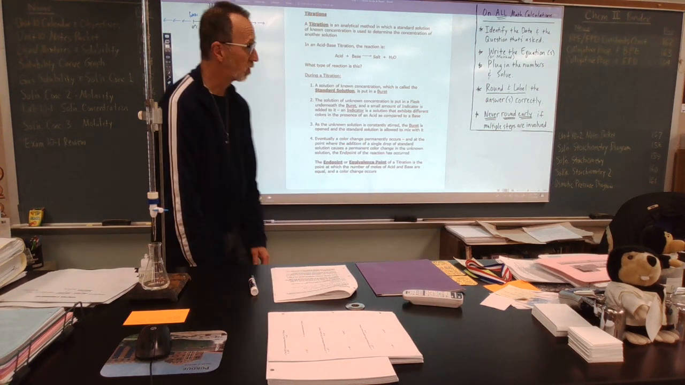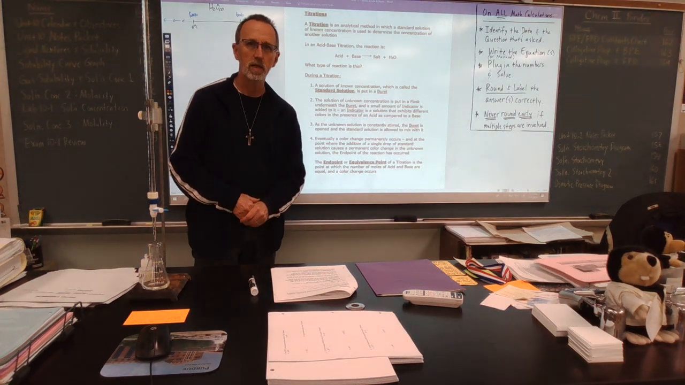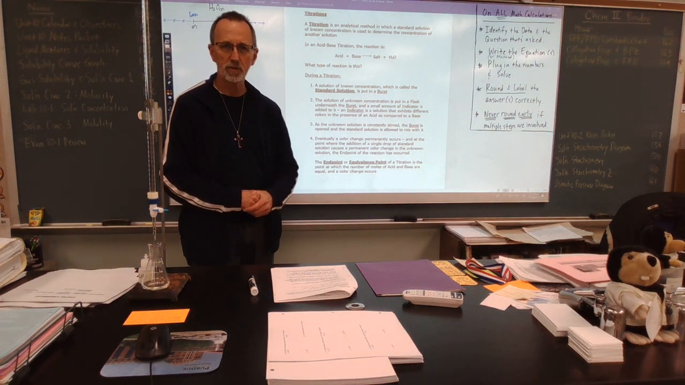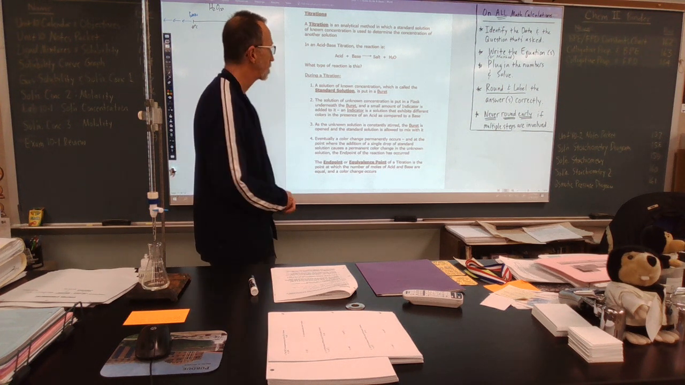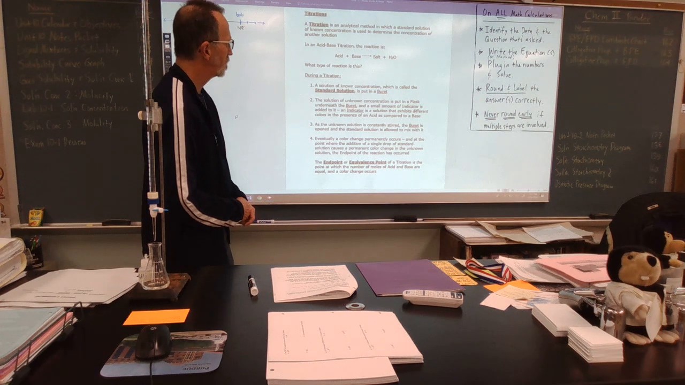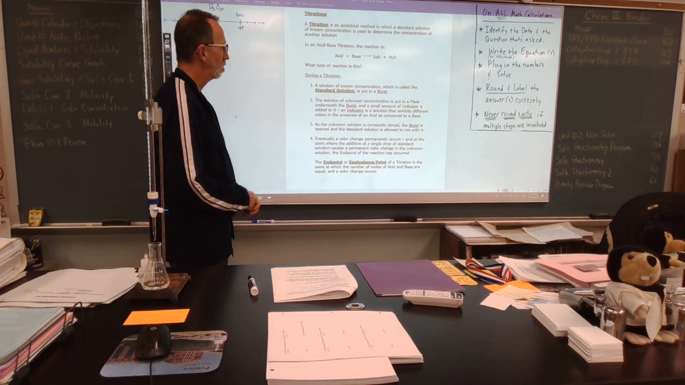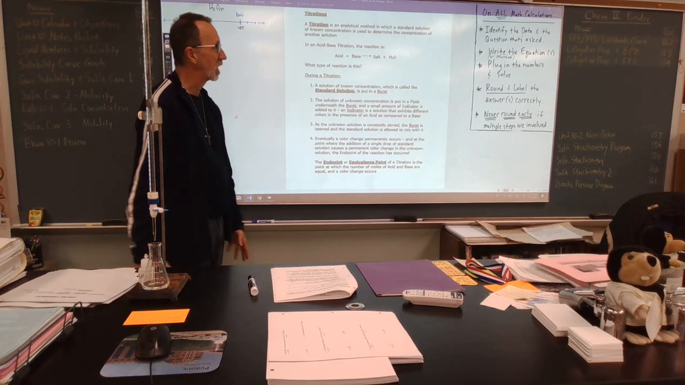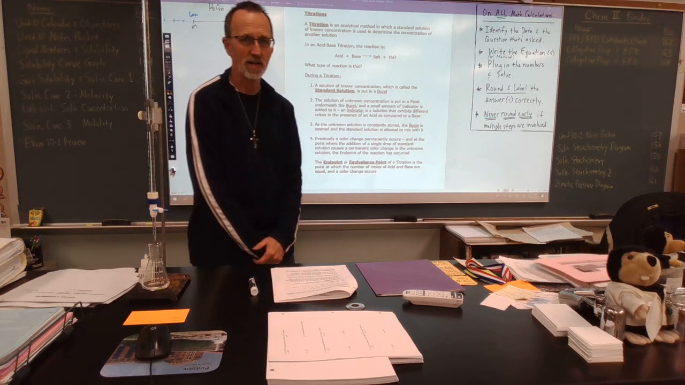So titration. So a titration, and you should recall having done this in Chem 1. Probably not to the degree that we're doing it here, but at least I think the method should be familiar to you. So a titration is an analytical method in which a standard solution of known concentration is used to determine the concentration of another solution whereby its concentration is unknown.